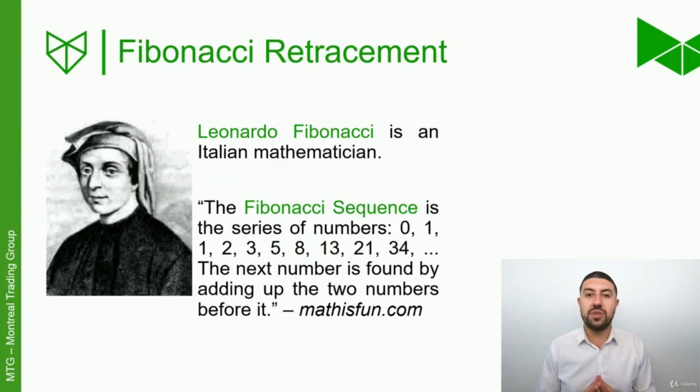In this lecture, we're going to be talking about the Fibonacci retracement indicator. This indicator is based off the Fibonacci sequence, or the Fibonacci ratios, developed by Leonardo Fibonacci, who's an Italian mathematician. And the sequence is basically a series of numbers, and each number in the series is the addition of the previous two numbers.